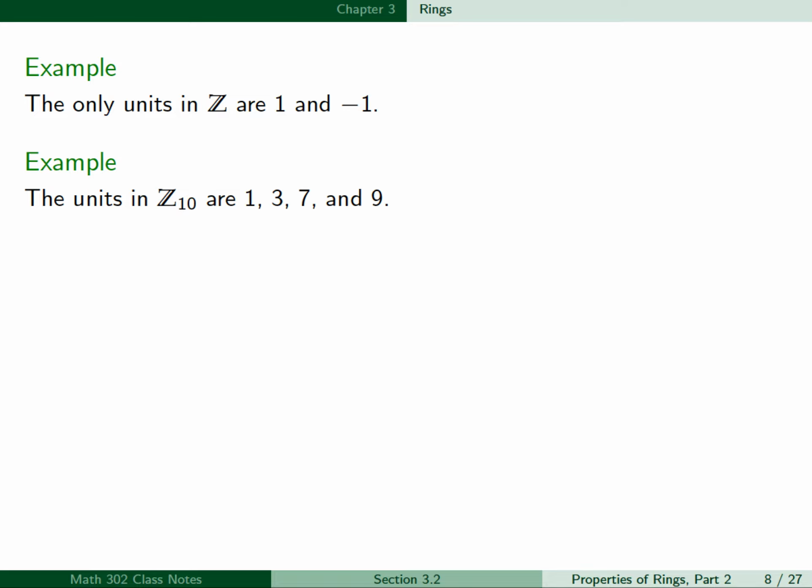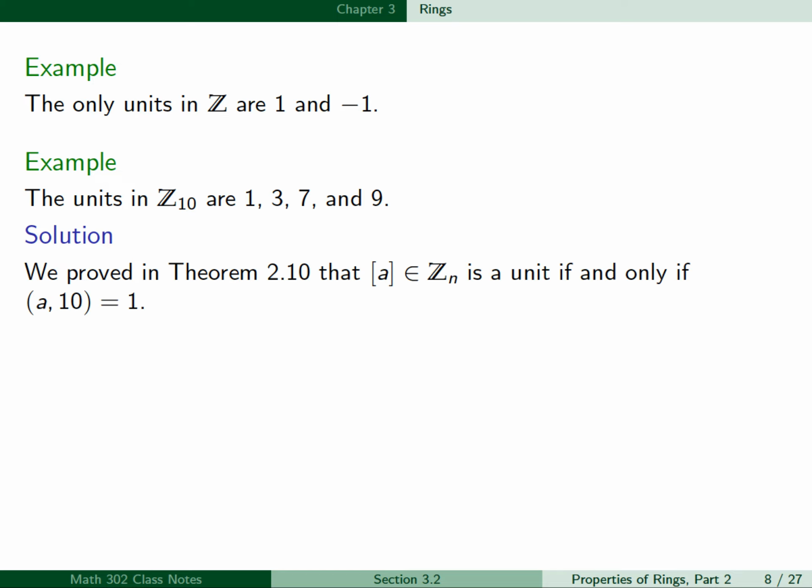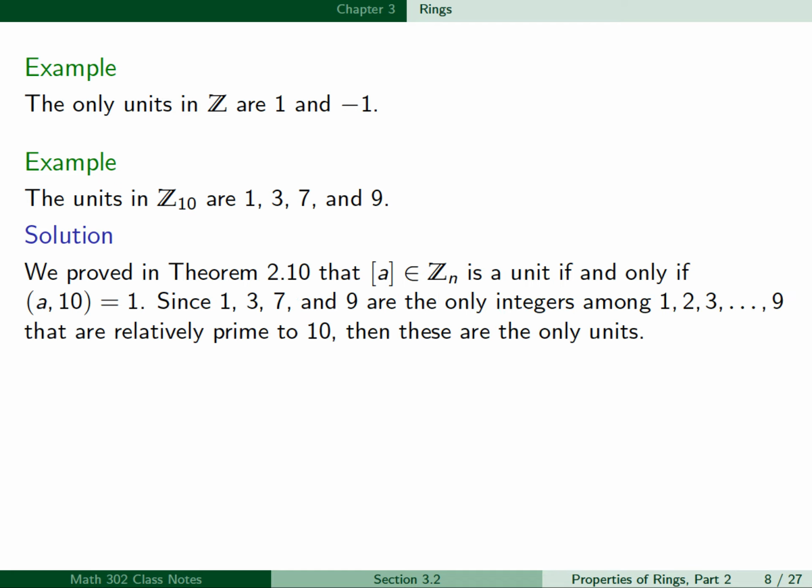For another example, the units in Z sub 10, the integers mod 10, are 1, 3, 7, and 9. And we proved in theorem 2.10 in chapter 2 that the congruence class of a in Z sub n is a unit if and only if a is relatively prime to n. So since 1, 3, 7, and 9 are the only integers among 1, 2, 3 up through 9 that are relatively prime to 10, then these are the only units in Z10.